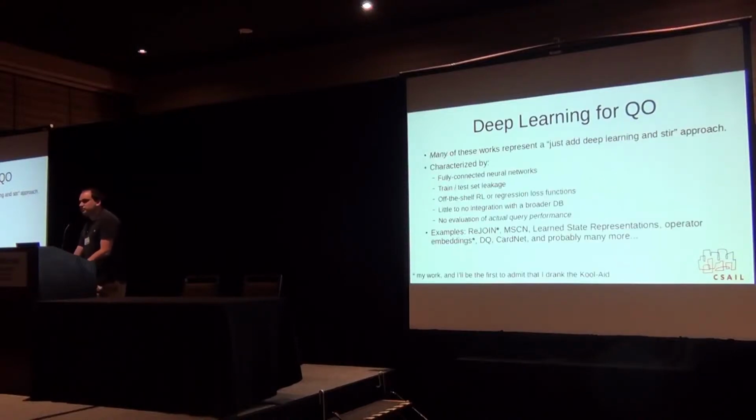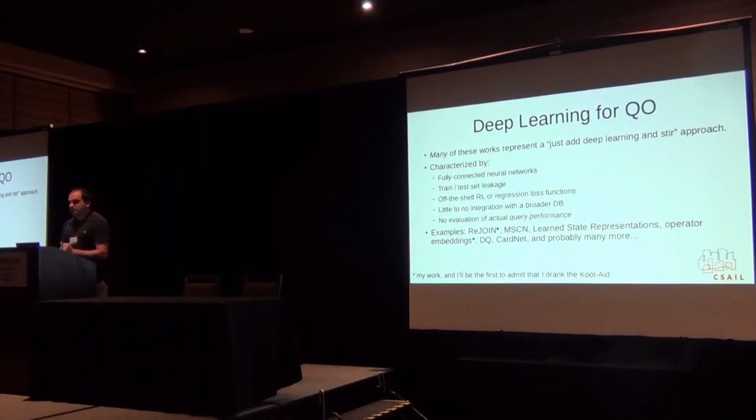Unfortunately, all of these works, and I'm including my own, suffer from this problem where they're sort of just "add deep learning and stir" approaches. Specifically, a lot of these models are overly reliant on fully connected neural networks. They have issues with train test set split leakage. They tend to use either off-the-shelf reinforcement learning algorithms or standard off-the-shelf regression loss functions. They don't really integrate well, or possibly even at all, with a broader database management system.